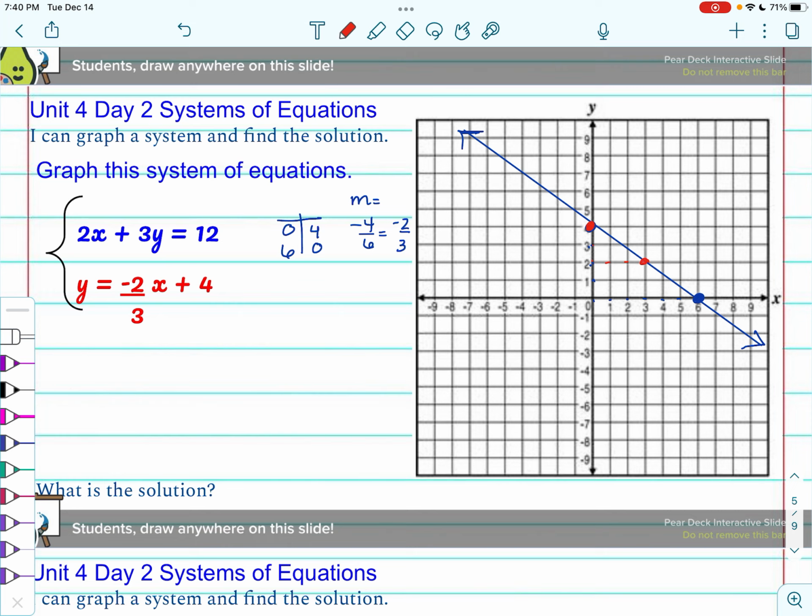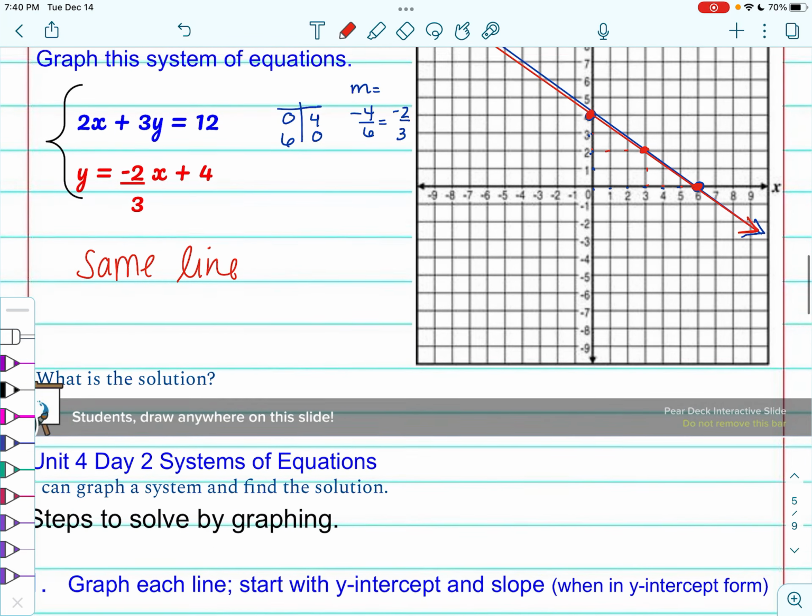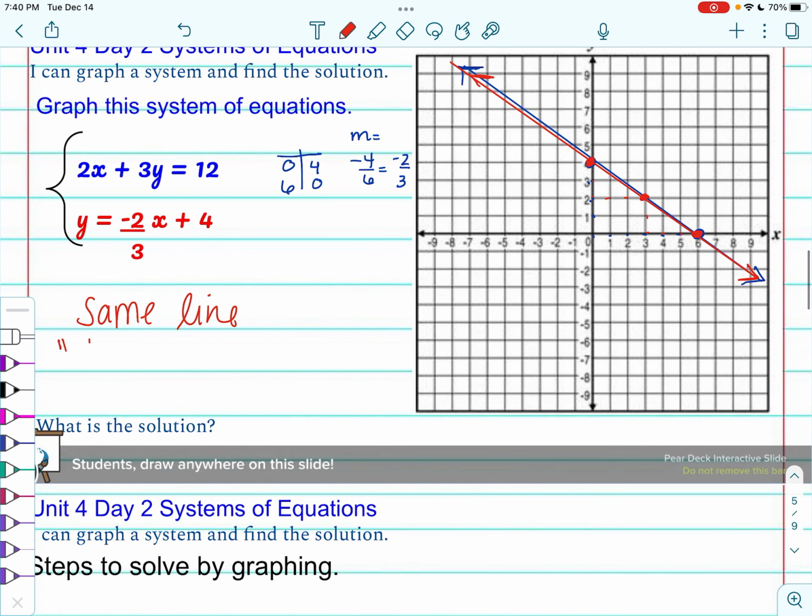1, 2, 3, is that all my dots seem to be lining up. So what happened? Blue line, and if I would have drawn a little bit better, you would have seen the red line lies right on top of it. These two things are the same line. Okay, we have a special name for this. It's called coinciding. Okay, and it means that they meet at every point.